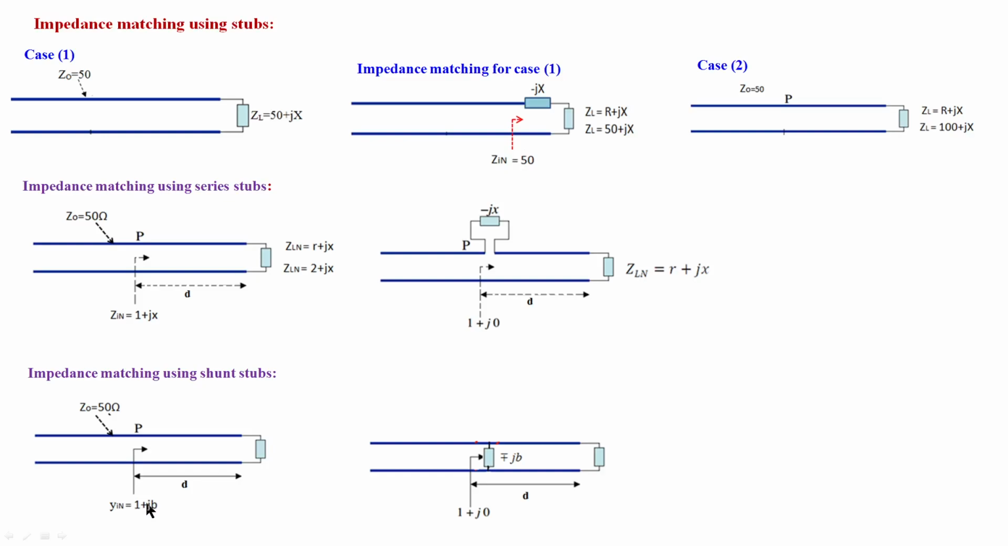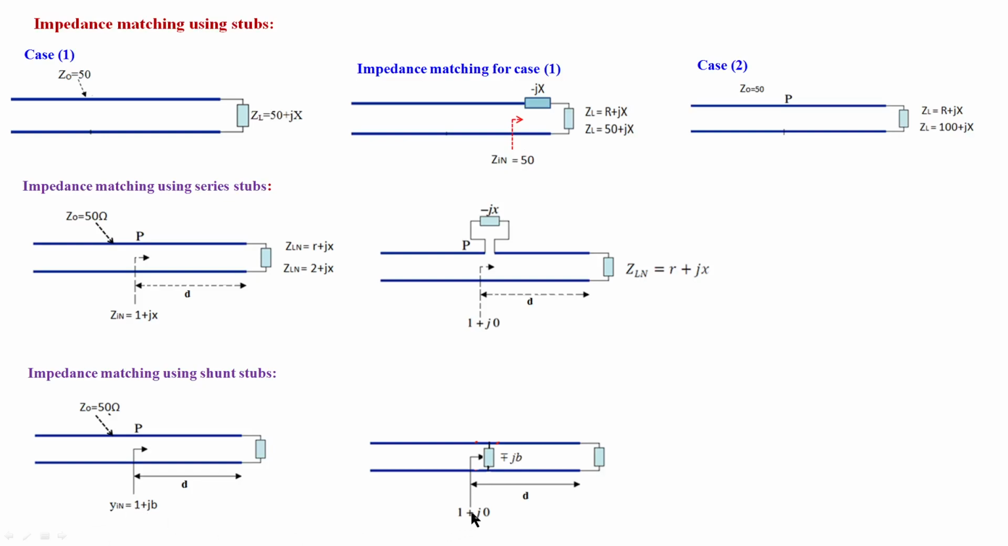Next, what you have to do? Connect the opposite. For example, if plus jb is there, you connect minus jb here, an external component like this. This is existing. At some distance, this value of admittance is there. At that position, you note down this b value and connect the opposite at that position. That cancels this existing plus jb with this minus jb. So what is remaining? The Y value equal to 1 is remaining.